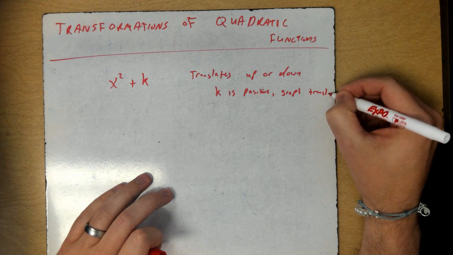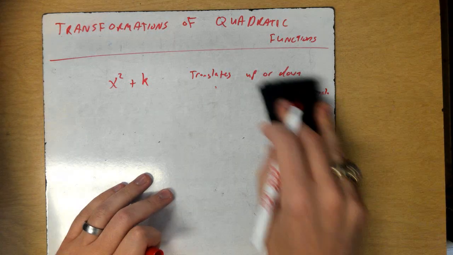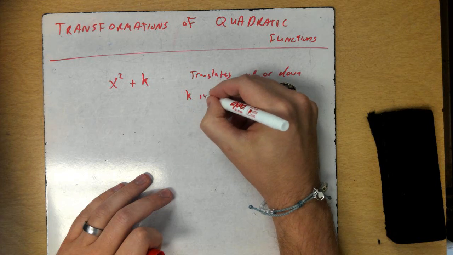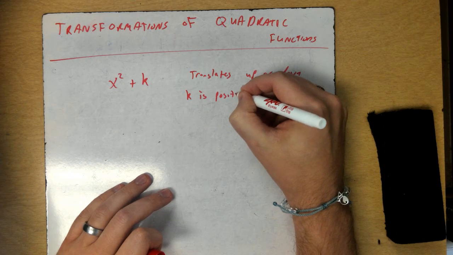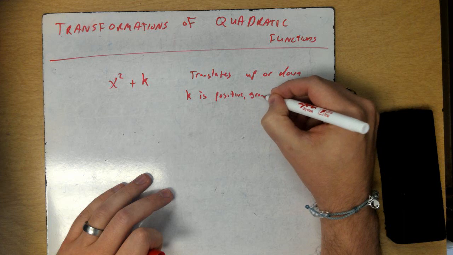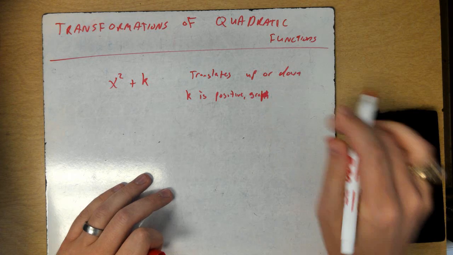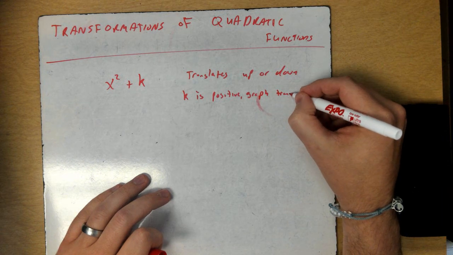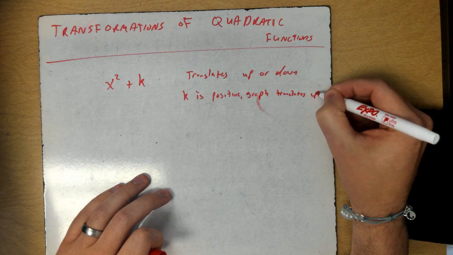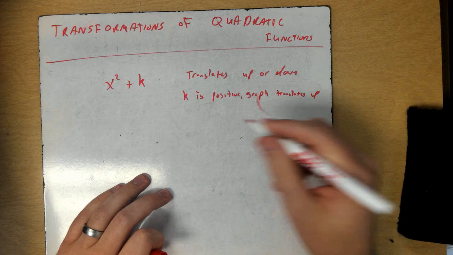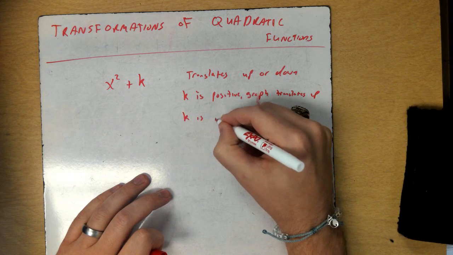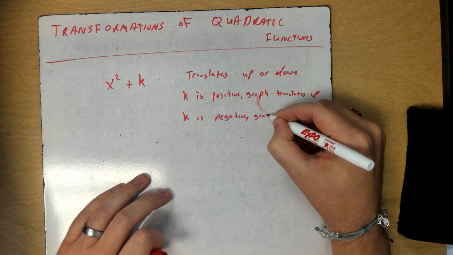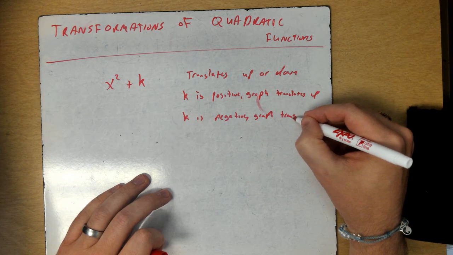translates up, okay? If k is negative, then the graph translates down.